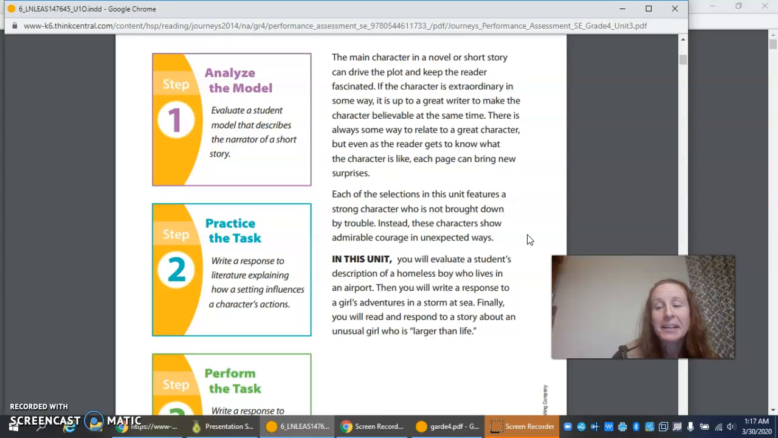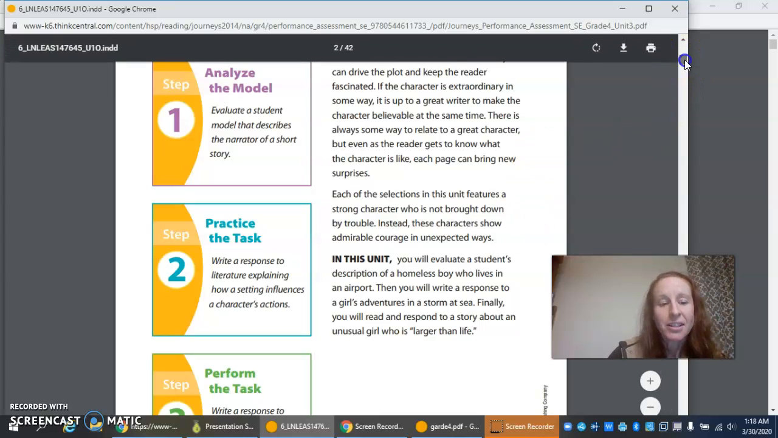Might want to think about that. That was a little hint there. They have an attitude and an approach to life that allows them to get through difficult times. In this unit, you will evaluate a student's description of a homeless boy who lives in an airport. Then you will write a response to a girl's adventures in a storm at sea. Great, great story. Finally, you'll read and respond to a story about an unusual girl who is larger than life. Sounds like hyperbole, maybe our tall tale kind of characters.